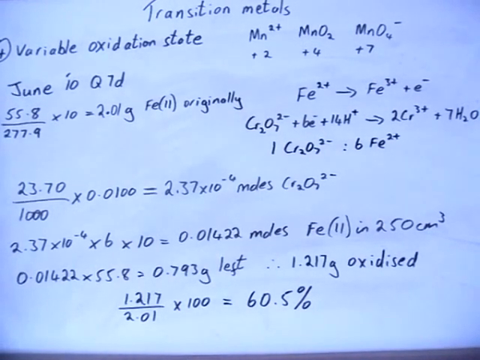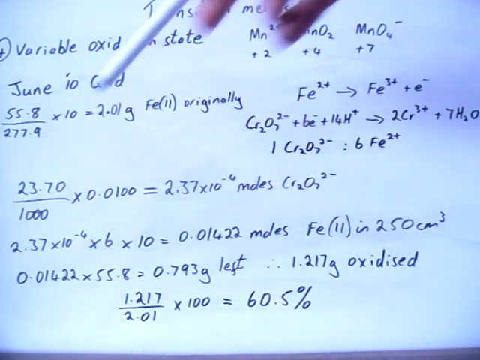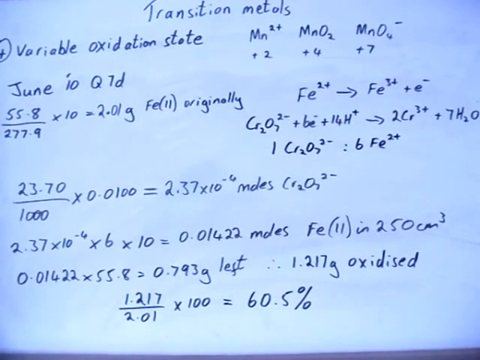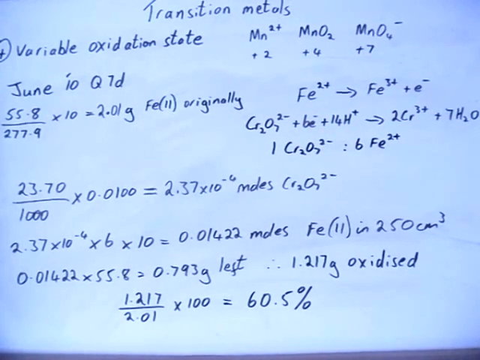So I need to work out the moles of the dichromate which actually reacted. That's very easy. It's just as you've done in the past, concentration times volume. Remember to convert to decimetres cubed. And this tells me the moles of the dichromate used.